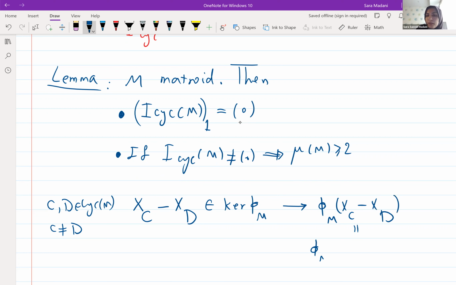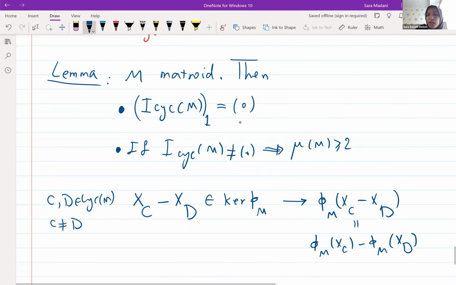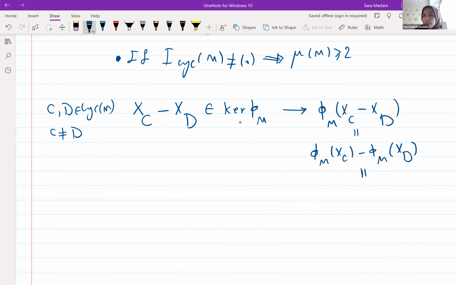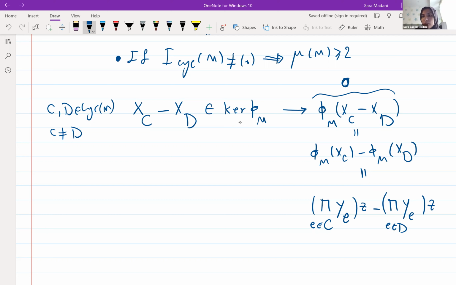This is just phi m of xc minus phi m of xd. And if you remember, our map sends these two guys to certain monomials. So here we get the multiplication of ye, where e comes from c, z, minus, and this is just 0, minus the multiplication of ye from d, z. And when this is 0, of course, the z's do not have anything to do. And it means that the characteristic vectors of C and D are the same.